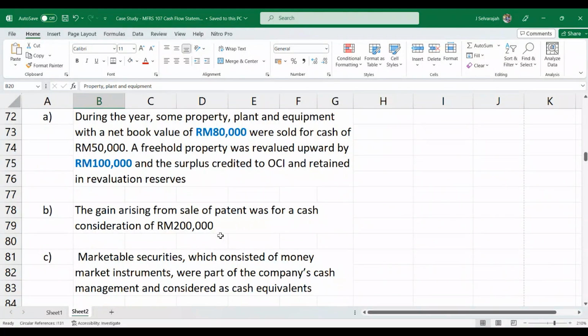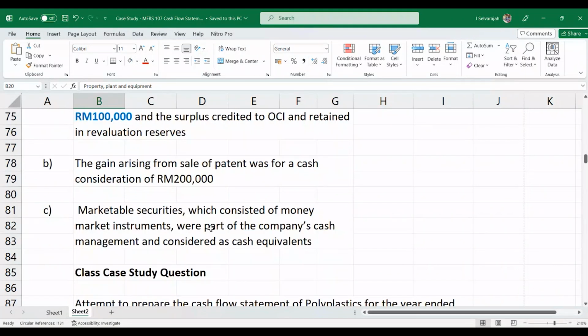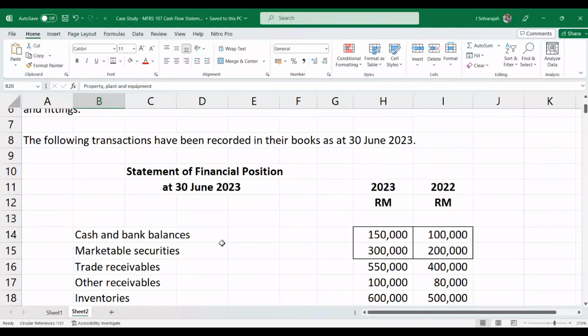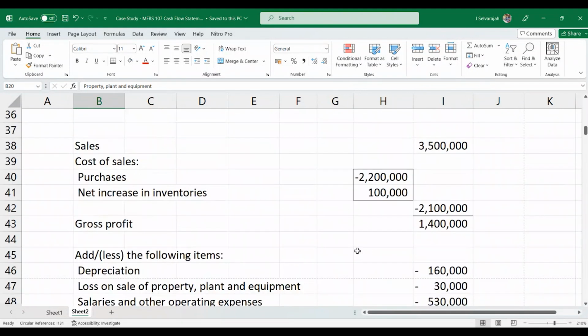of 200,000. Marketable securities, which consist of market instruments, were part of the company's cash management and are considered as cash and cash equivalent. So we will need to, in the circumstances here, consider both these items to be cash and cash equivalent. All right.